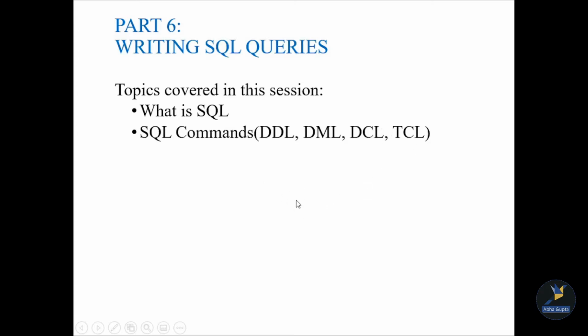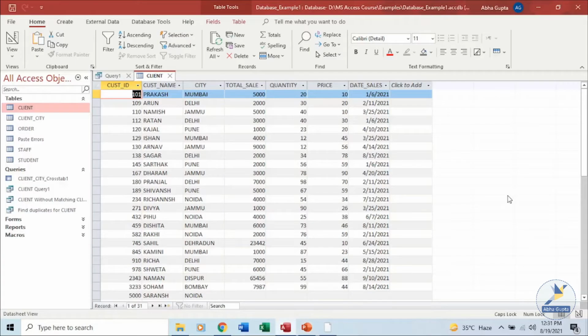So in this part, we will discuss what is SQL and the various SQL commands which are used in MS Access, which are grouped into 4 categories: DDL, DML, DCL and TCL. We'll talk about each of these groups in this part. SQL, which is pronounced as S-Q-L or Structured Query Language, is a standard programming language used in the management of data stored in a relational database management system like Oracle, MS Access, Ingres, etc.